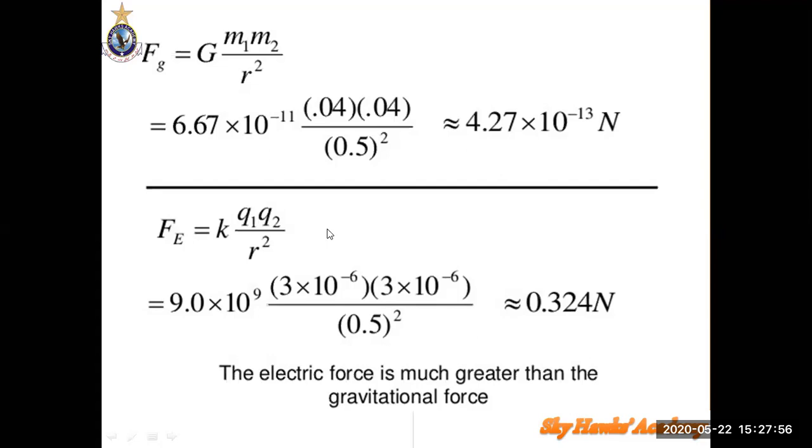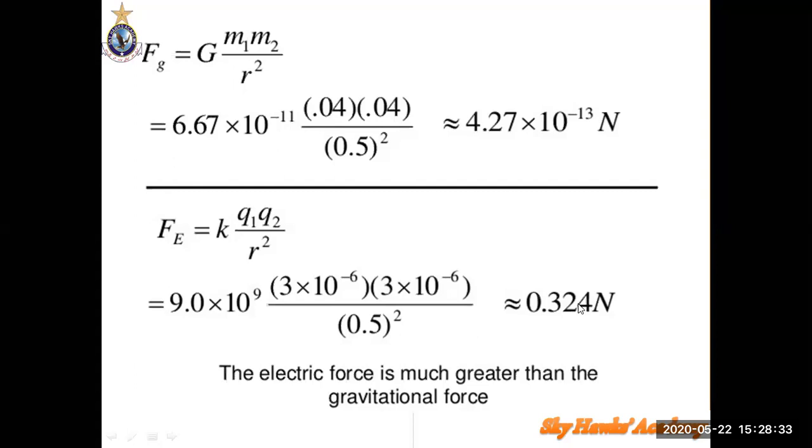Using Coulomb's law, the K constant of 9.0 times 10 to the ninth, and then the charges of both bodies, the result is 0.324 Newton, relatively greater than the gravity. You can make the comparison of this Newton and that Newton. Which one is greater? The Coulomb's force, of course, because the other has a minus 13 power of ten.